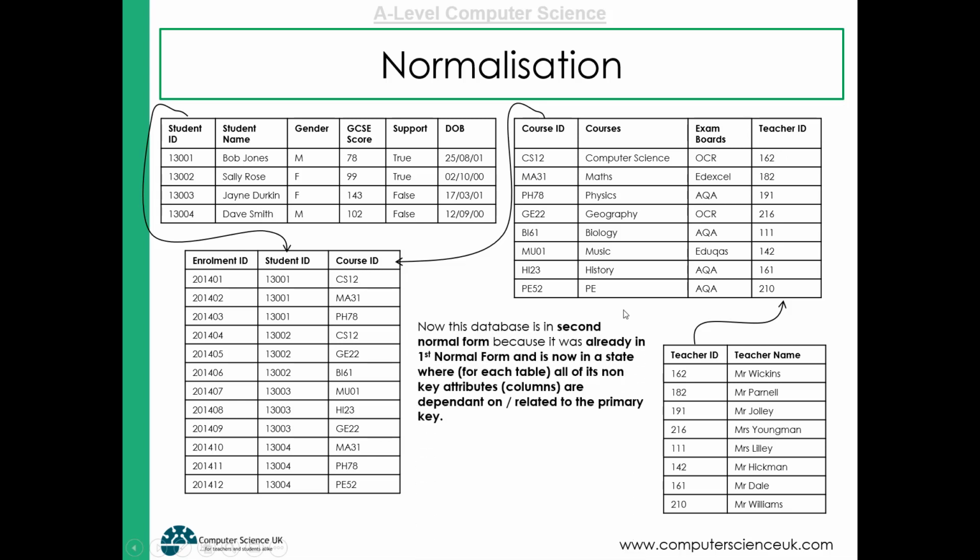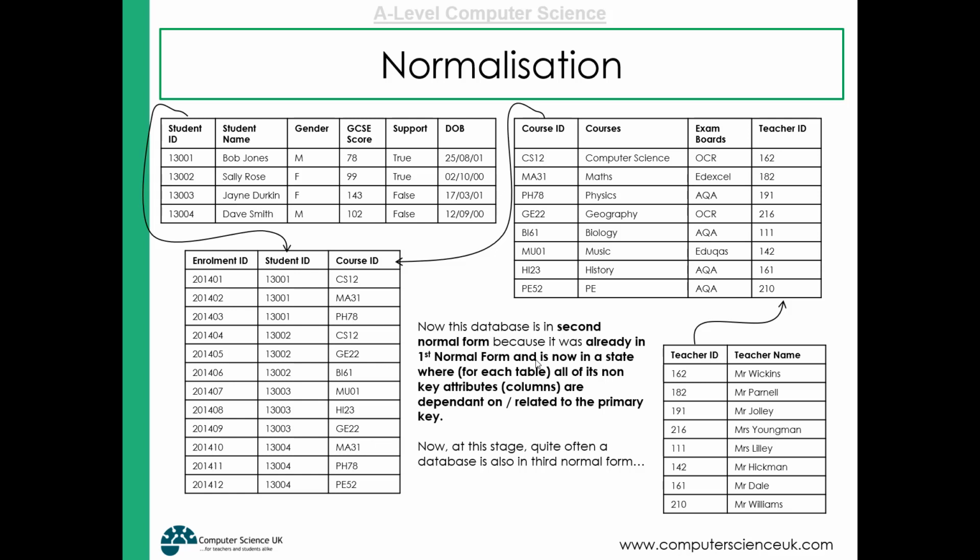So this database is in second normal form because it was already in first normal form and is now in a state where for each table all of its non-key attributes, all of its columns are dependent on or related to the primary key. And usually at this stage, when we go through the process of normalization, it's often also in third normal form, but we do always have to check, and that's really important, certainly in an exam.